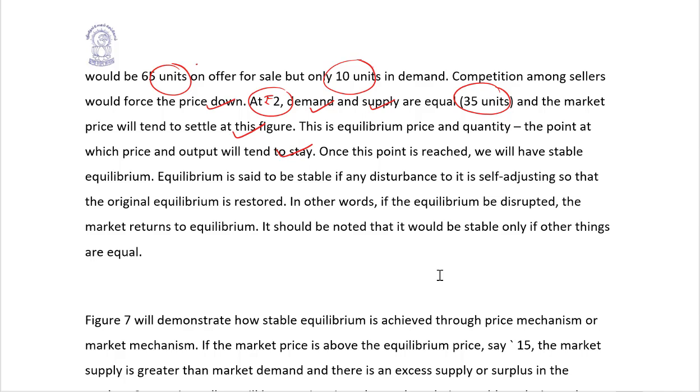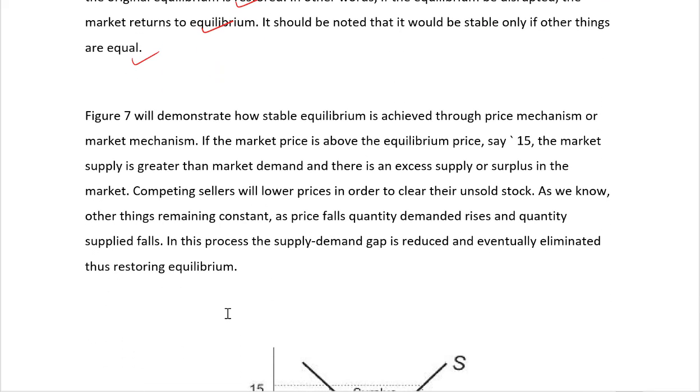Equilibrium is said to be stable if any disturbance to it is self-adjusting, so that the original equilibrium is restored again. In other words, if the equilibrium is disrupted, the market returns to equilibrium. It should be noted that it would be stable only if other things remain constant in the market. Figure 7 will demonstrate how stable equilibrium is achieved through the price mechanism, that is, market forces, or the market mechanism.